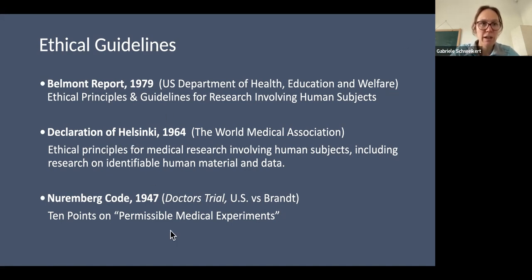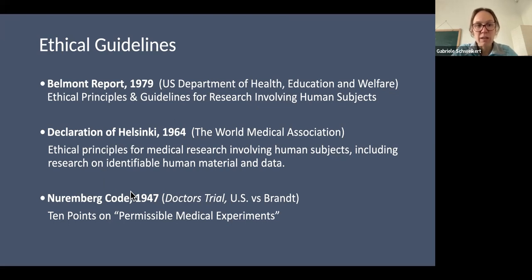So historically, there's of course the Belmont report from 1979, which is from the US Department of Health, Education and Welfare, and it puts down ethical principles and guidelines for research involving human subjects. So even if you're only using bits and bytes, we are still working with human data. And so I think this is something quite useful to look at. There's the Declaration of Helsinki, which also puts down ethical principles for medical research involving human subjects, including research on identifiable human material and data.